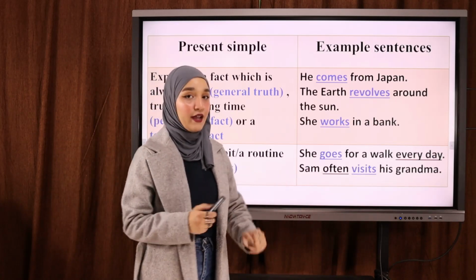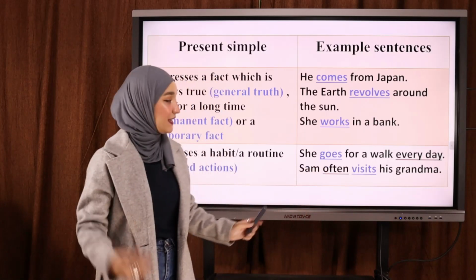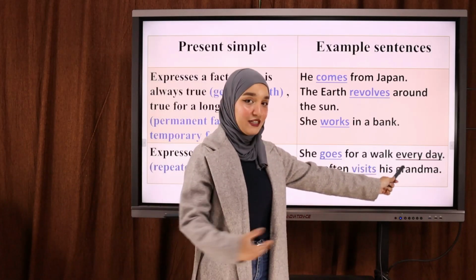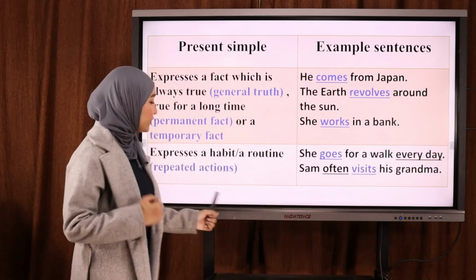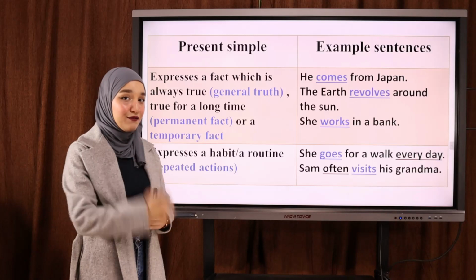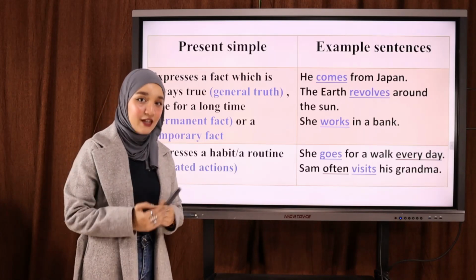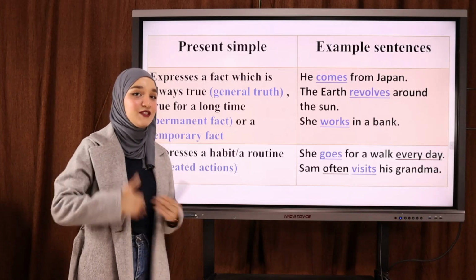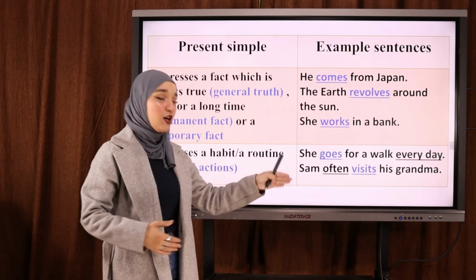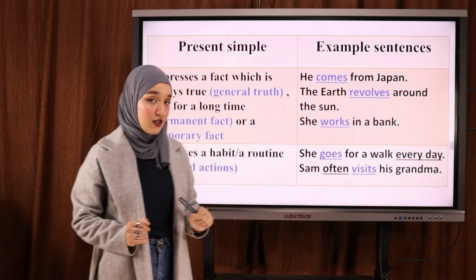She goes for a walk every day. I have underlined every day for a reason. Now, we are talking about a repeated action. She goes for a walk every day. هي تذهب للمشي كل يوم, every day. Every day she does the same thing. تقوم بنفس الشيء. Okay, which is going for a walk. So I have to use the verb go in the present simple tense.